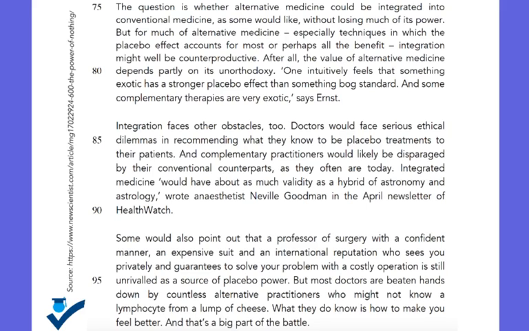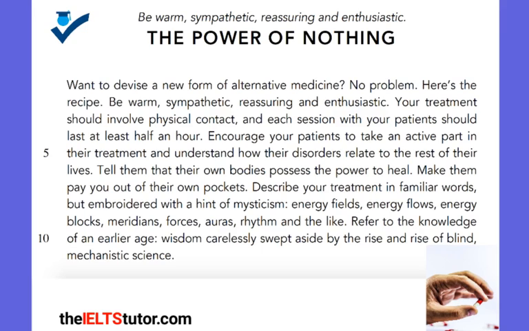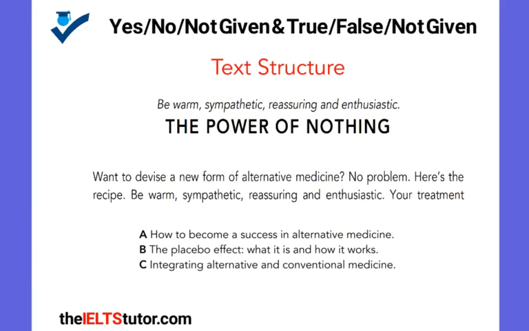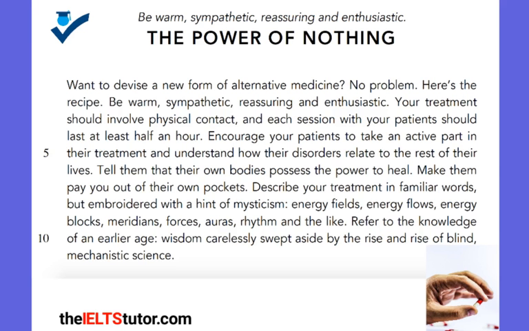Okay, let's go back to whether or not you have been able to identify where each section starts for the whole text. Now, A, how to become a success in alternative medicine. You should be able to find that this section starts at the beginning of the text with the words, want to devise a new form of alternative medicine. That's the first part of the text.